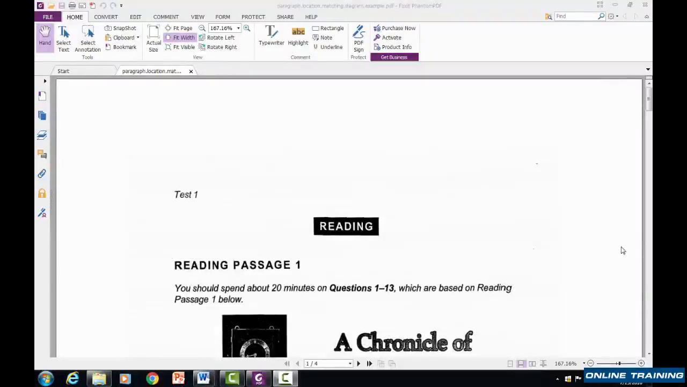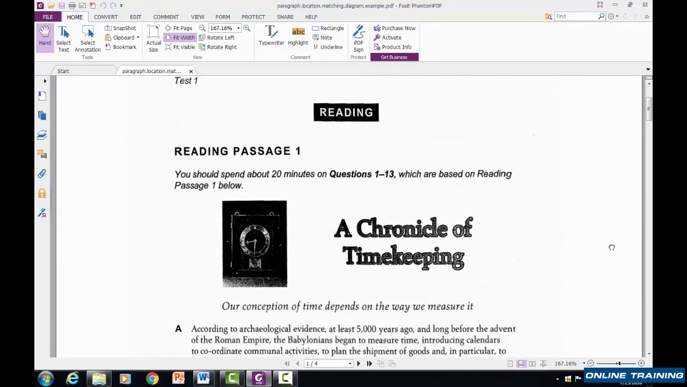Okay, everyone. So let's go ahead and go through how to do a matching question. We're looking at reading passage one. This is from the Cambridge book number 8, which again is one of the books that I teach from when I teach my classes. And it's one of the books that I'm using to teach this online class to you.